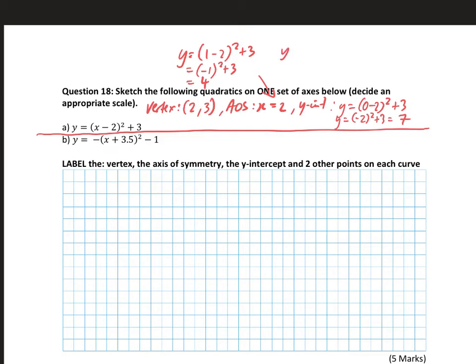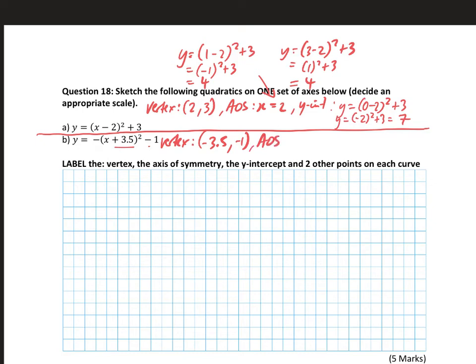And y is equal to, let's do 3. 1 above 2. So 3 take 2 squared plus 3. 3 take 2 is 1. 1 squared plus 3. That's also going to be 4. The other one, vertex, is going to be at, we've got plus 3.5 here, so it's going to be negative 3.5, comma, and that's going to be negative 1.